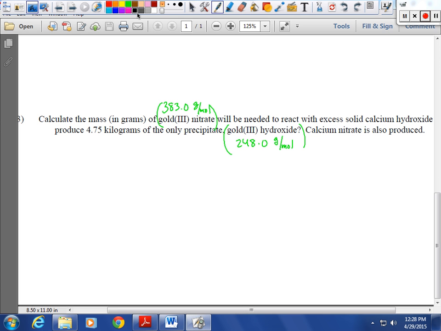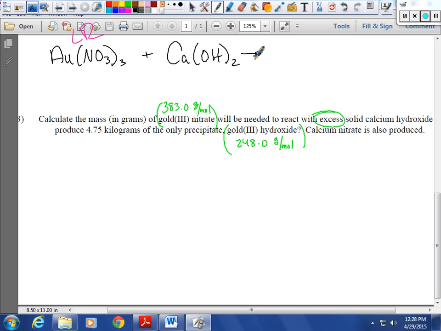What is the symbol for gold? All right, so AuNO3 will be needed to react with excess. Aren't you excited about that word right there? Yes, no limiting reactant. That automatically tells me that gold-3 nitrate is my limiting reactant. Needed to react in excess with calcium hydroxide, so CaOH2. Now, what type of reaction?